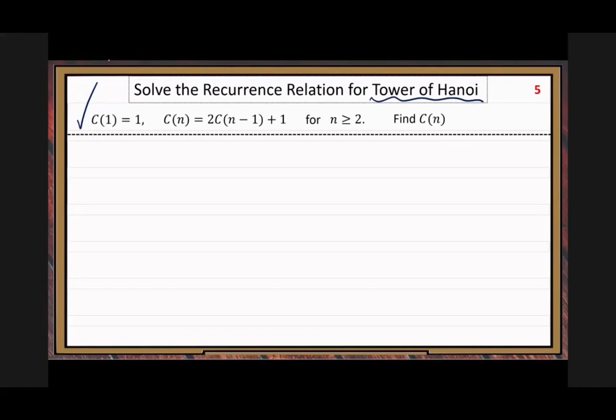Although it looks simple, still you need to find some smart way to solve it. Because of this recurrence relation, you may feel it's not that easy to see the answer quickly, right?